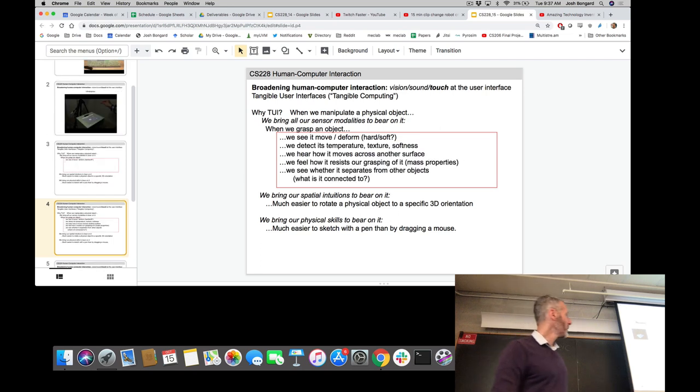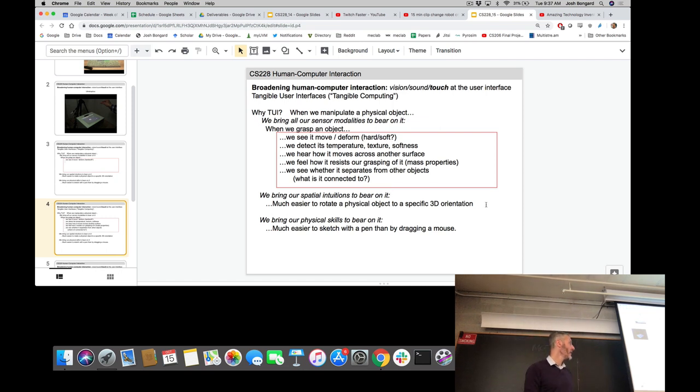There's a lot of them. You could detect temperature, texture, softness. Texture usually requires this active moving component, right? Manipulating our interaction with the object to extract more information from it. Does it resist our grasping? We can tell something about the mass properties of the object. Does it separate from other objects that it's resting on? Is it connected to them? So there's lots of information we can pull out of an object beyond just passively observing it from a distance.